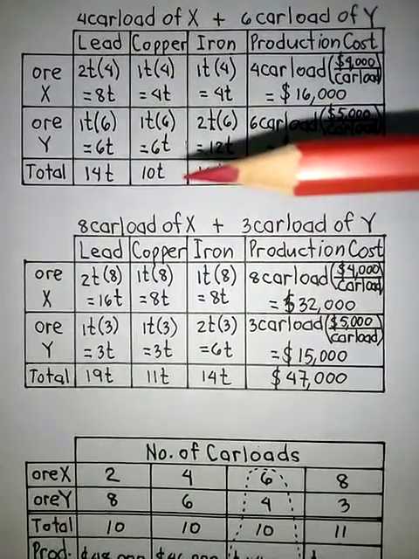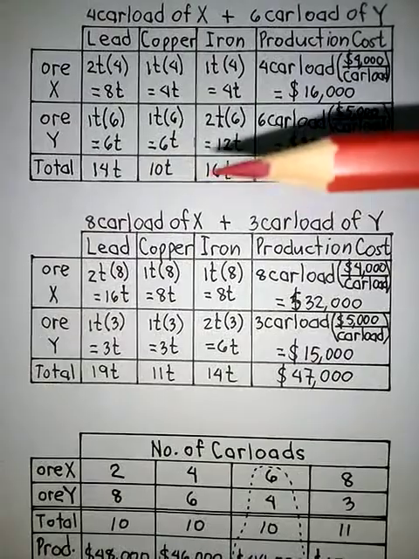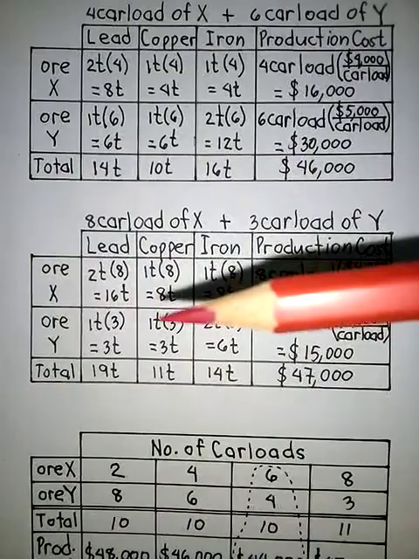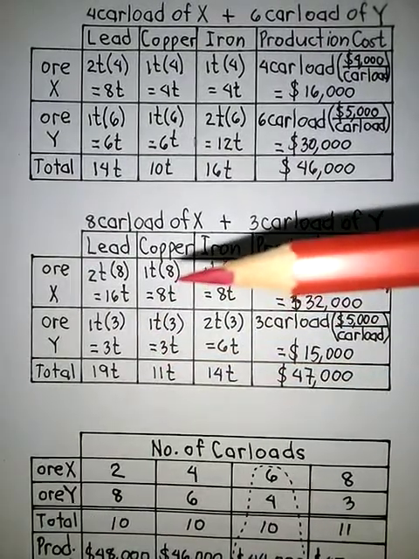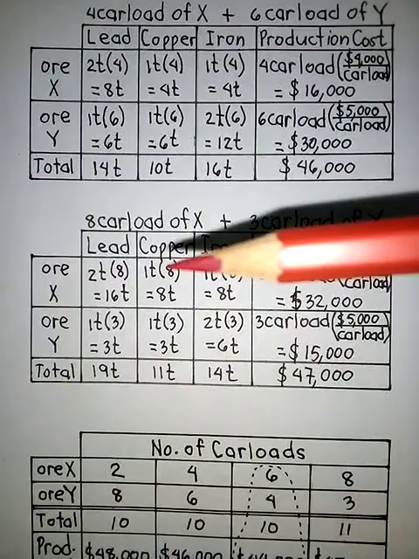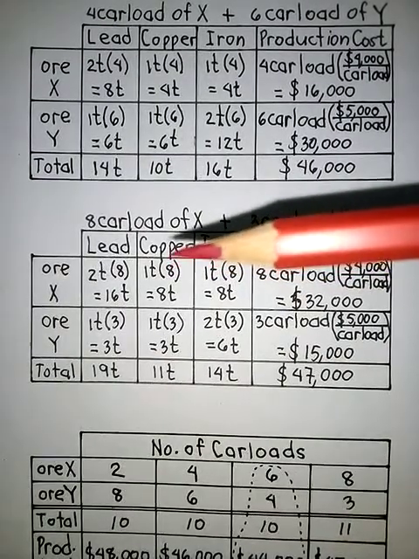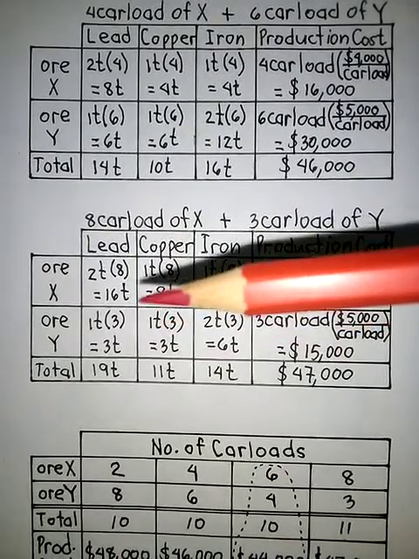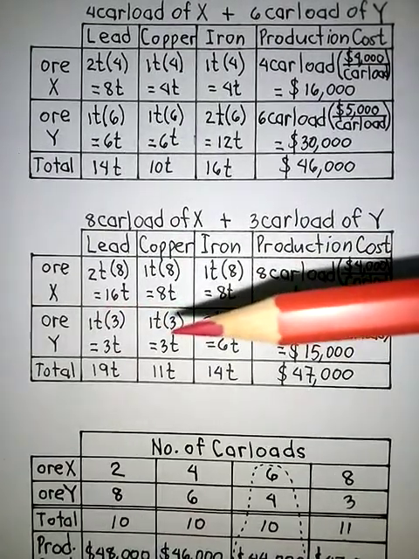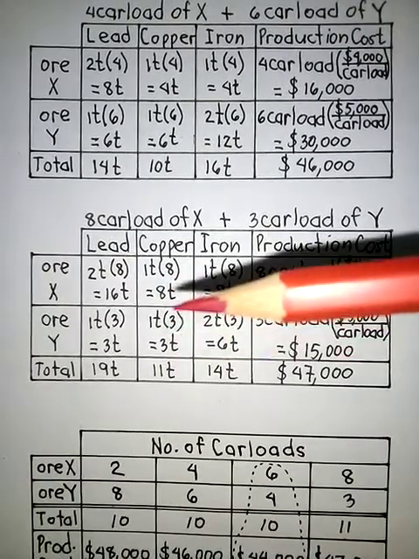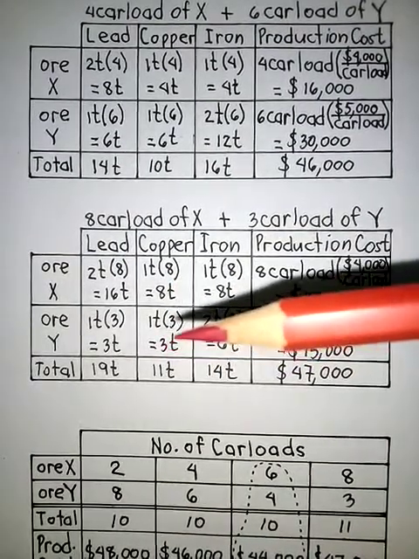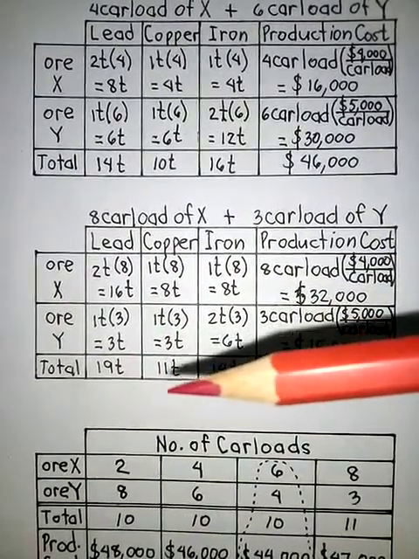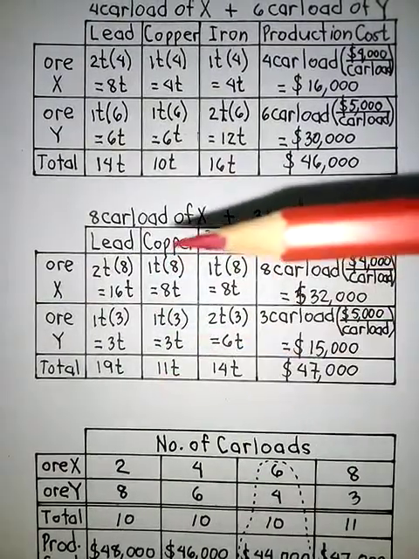Now, another option is if we purchase 8 carloads of X and 3 carloads of Y. So again for the copper, because ore X only has 1 ton of copper, multiplied by 8 is 8 tons. And then ore Y only has 1 ton of copper multiplied by 3, we will get 3 tons. So a total of 11 tons. Again, this is greater than the 10 tons required by our client for the copper.